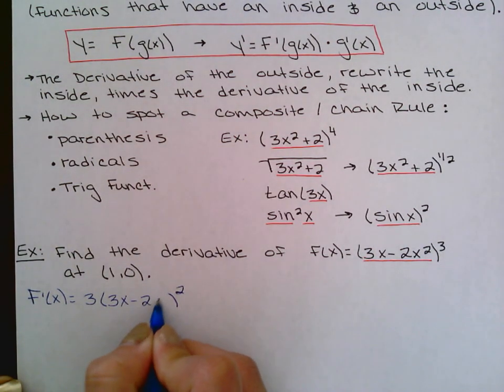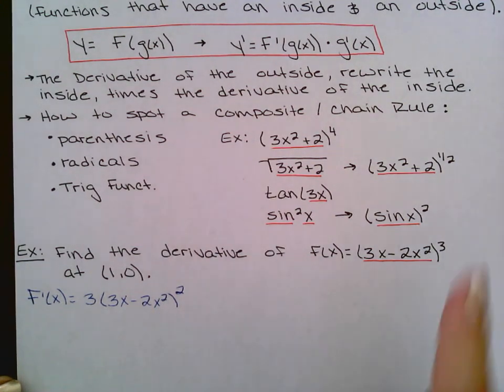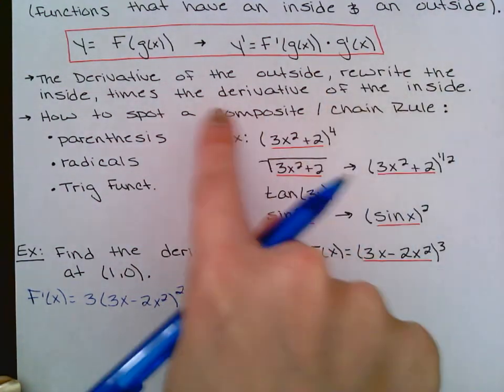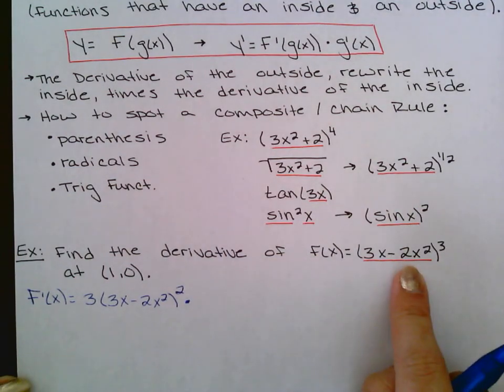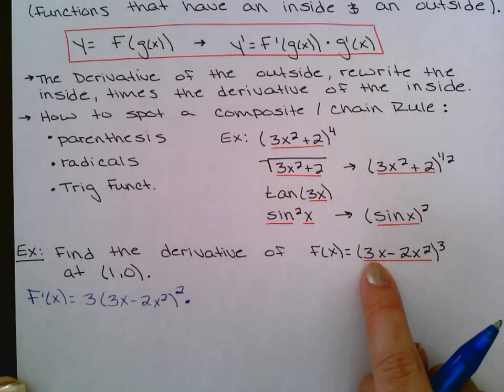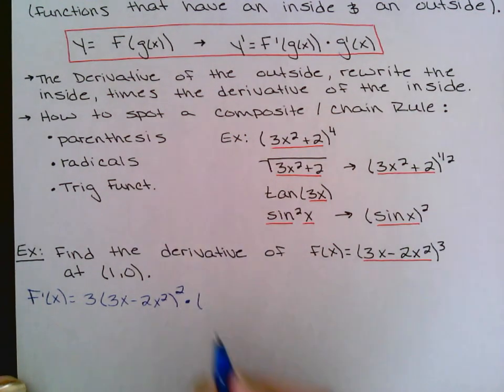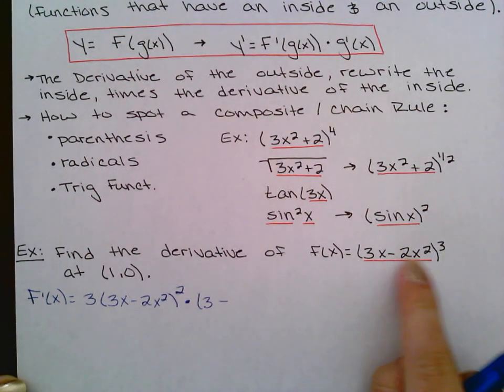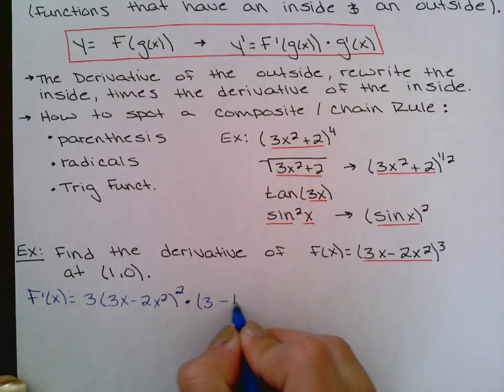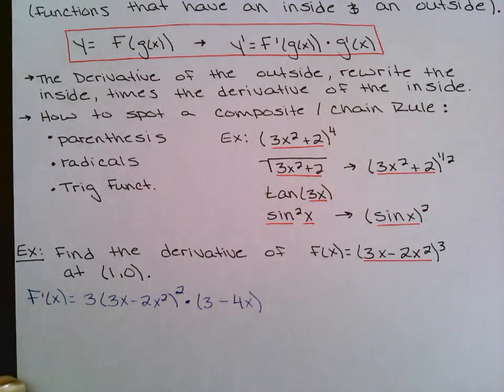And then lastly, it says times the derivative of the inside. So the inside now, what I underline in red, I just need to do the derivative of that. Derivative of 3x is just 3 minus derivative of 2x squared. I have 4x. Okay? At this point, I am done with the derivative.